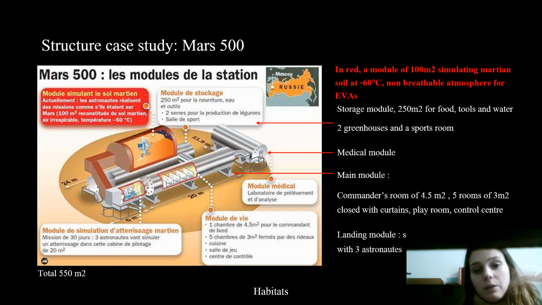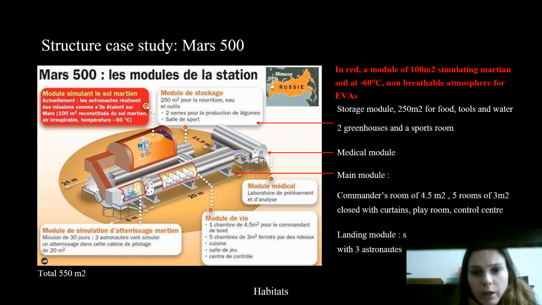By doing this EVA module, you really help the astronauts stay in the mindset that we are in a mission. It means they don't see anyone, they don't feel anything, and by keeping it at -60 degrees in a non-breathable atmosphere, you make sure they really feel like, okay, I'm in danger, this is the real thing.